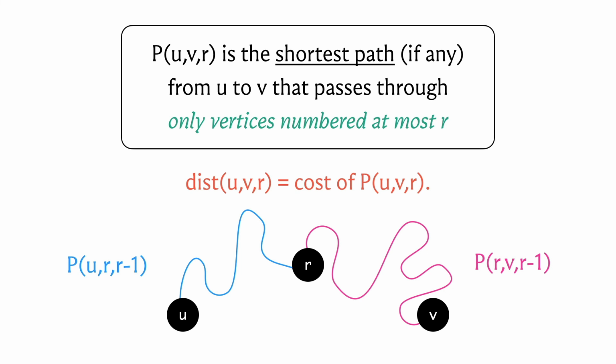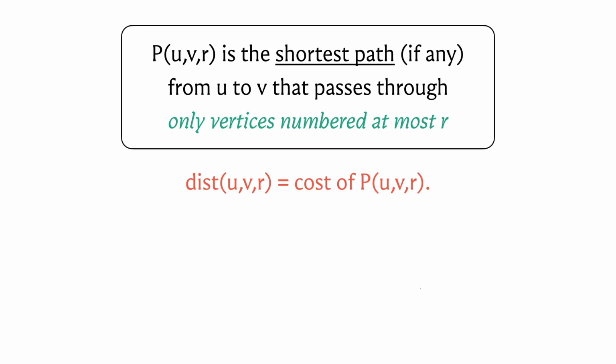So let's summarize whatever we have said with this case analysis. We are trying to figure out the distance value for UVR, and the first thing that we said was the base case. If R is equal to 0, this is the weight of the edge from U to V, and this is written succinctly. It's to be interpreted as the weight of this edge if it exists, and infinity otherwise.